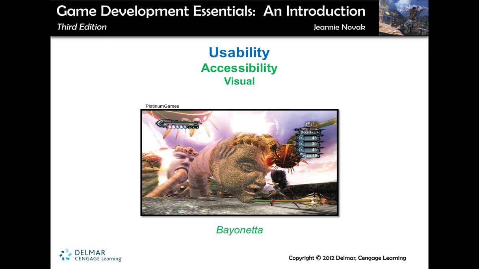So when we talk about usability, we also talk about accessibility, and that means how accessible is the game to people who might have disabilities. And there's five disabilities we're going to talk about. The first one is a visual disability. So visually impaired players include those who are colorblind or partially blind or completely blind. So how could you help a visually impaired player to be able to play a video game?